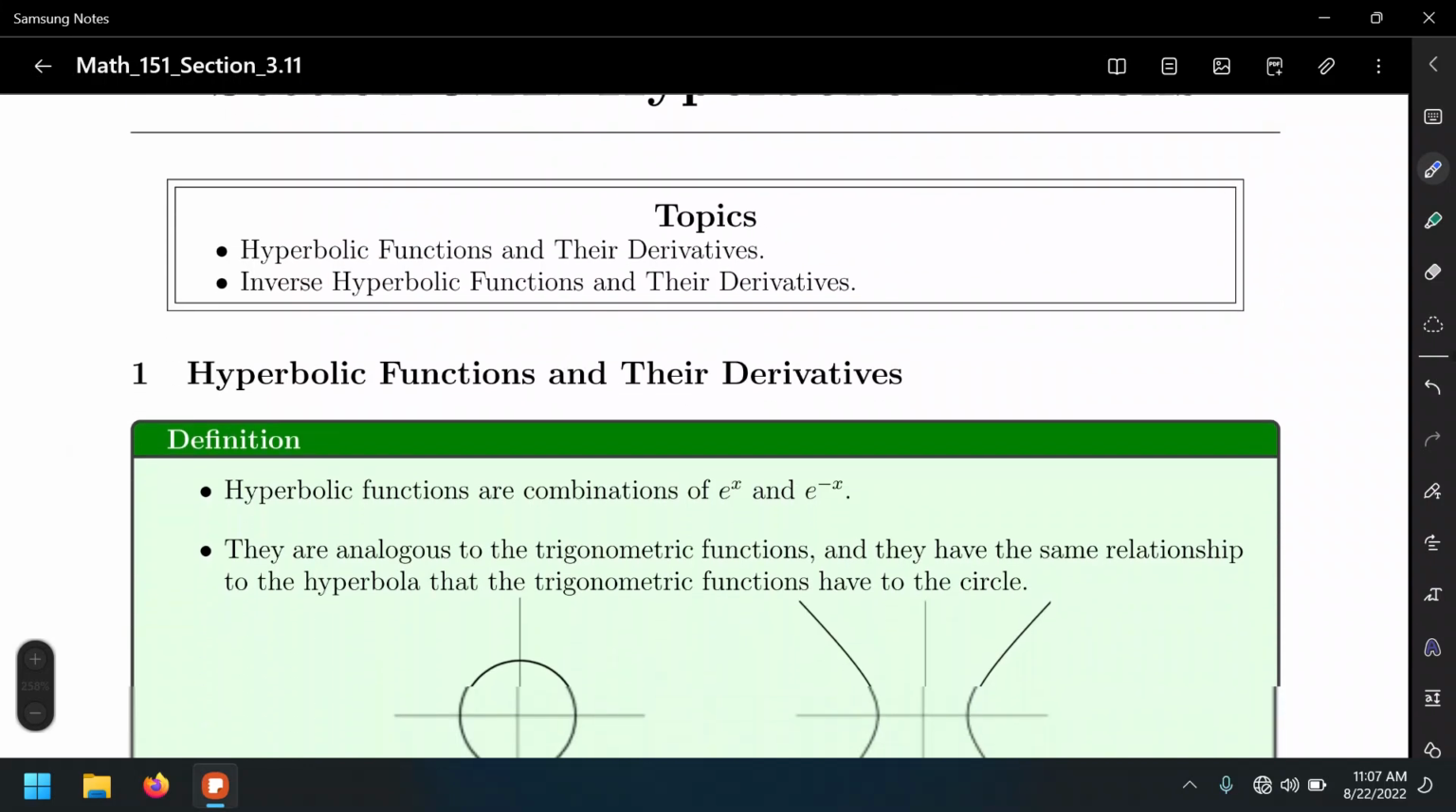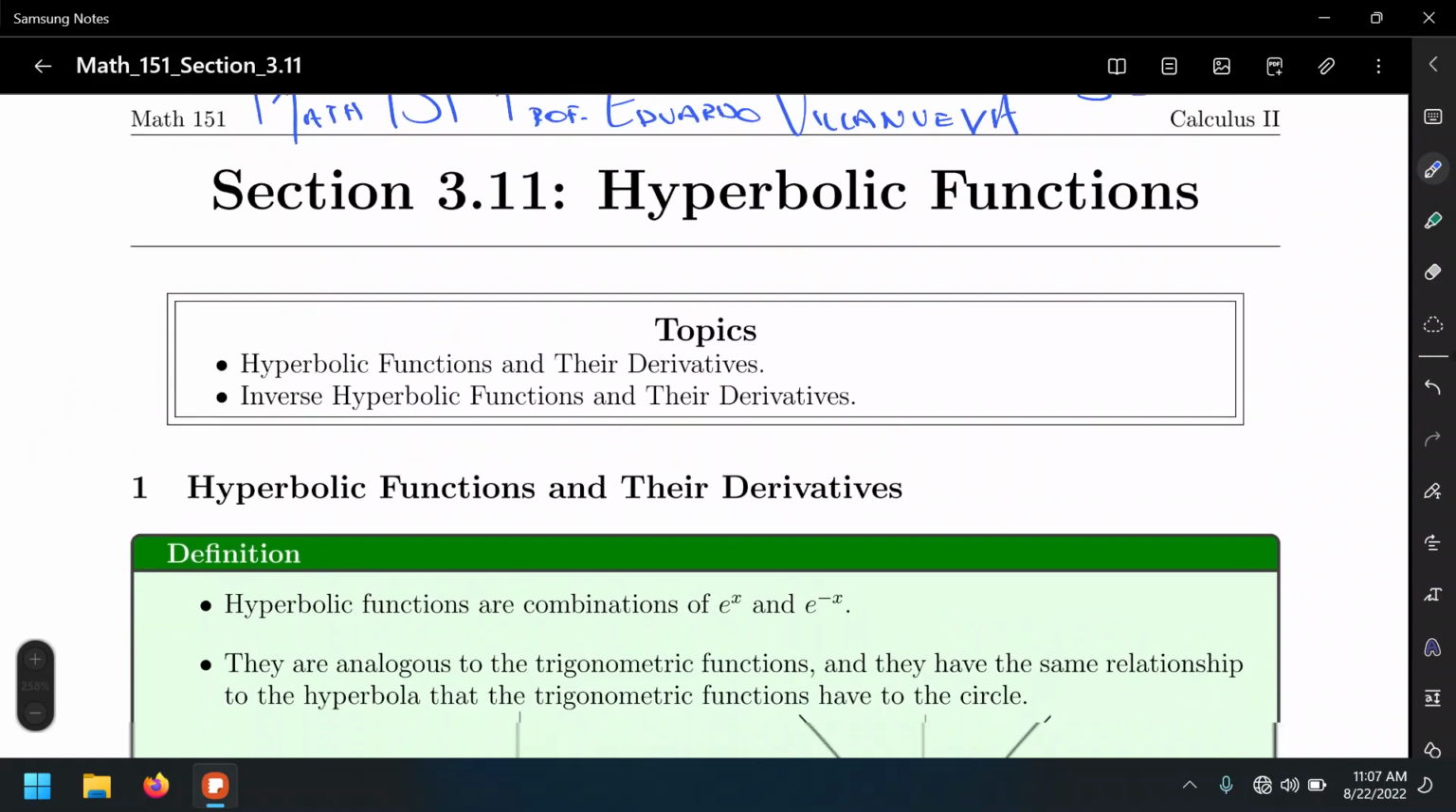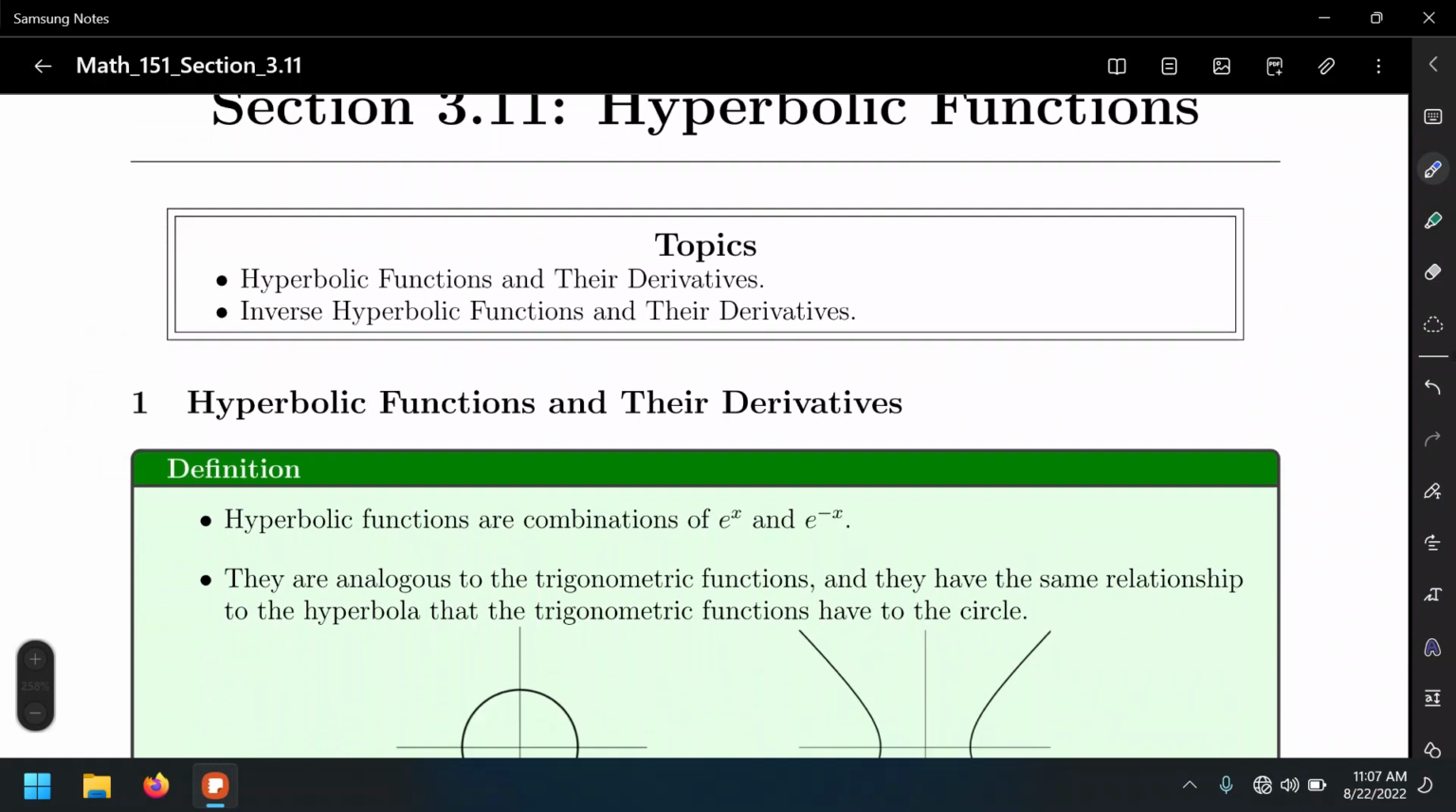All right, so hyperbolic functions. So section 3.11, we're going to look at what hyperbolic functions are, where they are coming from, and how they are related to trigonometric functions? Because, by the notation, you will find out that they look similar to the trigonometric functions because, well, you'll see why.